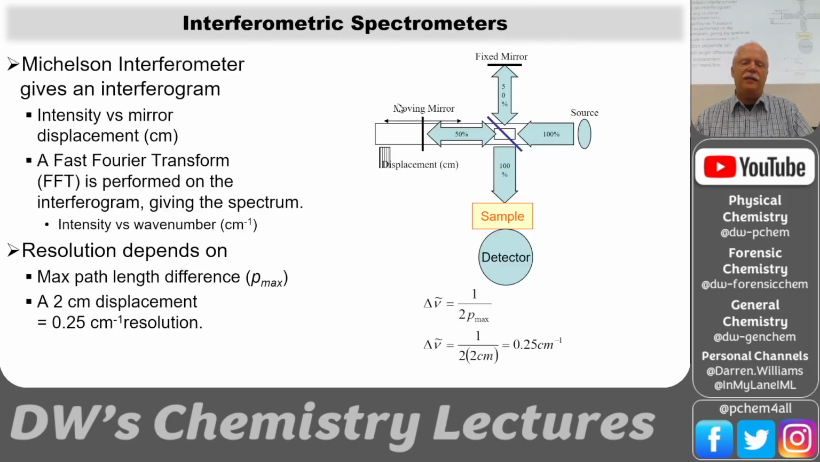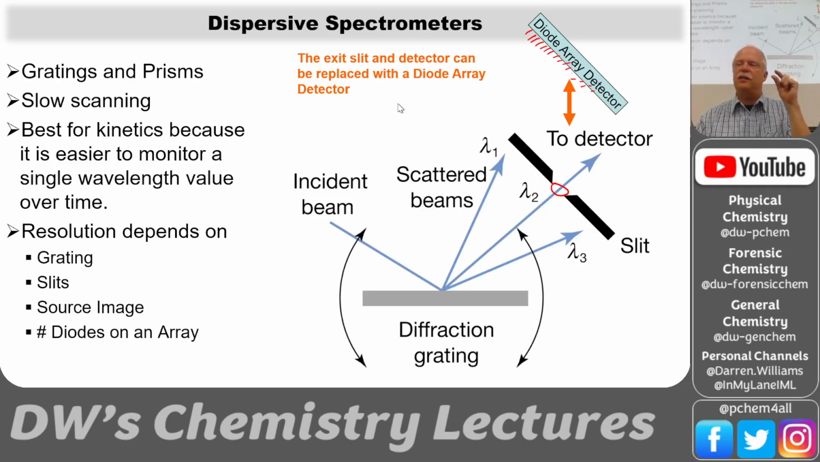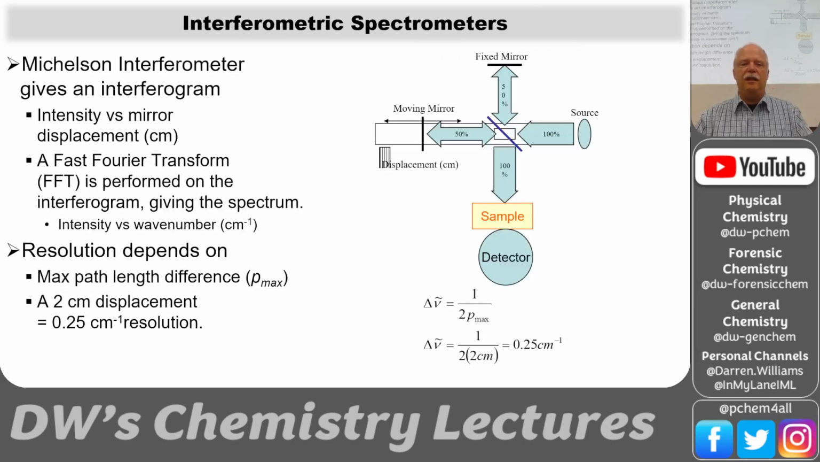So one way to get past that high resolution reducing the signal that you get is to go with an FT technique. So these interferometric spectrometers are really fantastic. You've got this source here emitting, like I said, 100% of that light coming off the source goes through this beam splitter, and 50% goes towards a fixed mirror and 50% passes through to a moving mirror. And then that moving mirror goes back and forth, and you measure its displacement in centimeters.